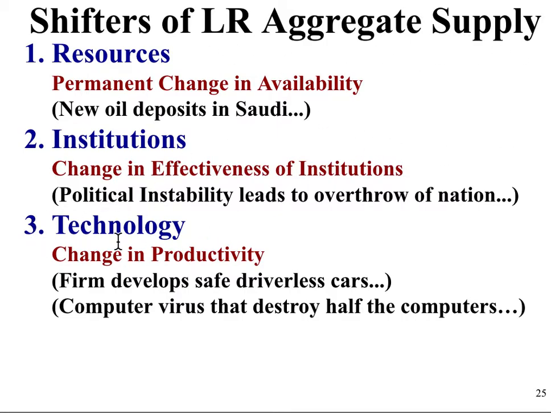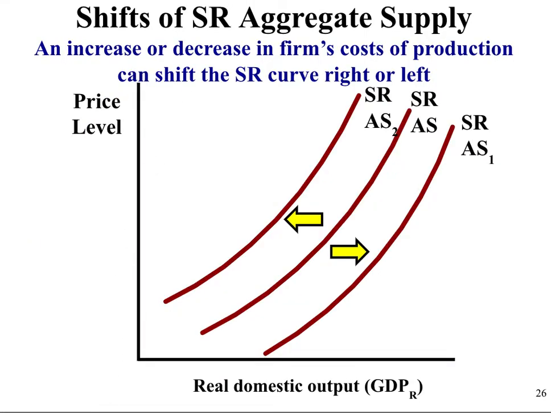And then the last, for technology, if there's a change in productivity, and so maybe all the computers in that nation have been destroyed by a virus, we would see a shift to the left of the long-run aggregate supply. So the only three things that would ever shift the long-run aggregate supply are a change of resources, institutions, and technology, RIT. And then shifts of short-run aggregate supply have more to do with an increase or decrease in firms' cost of production.